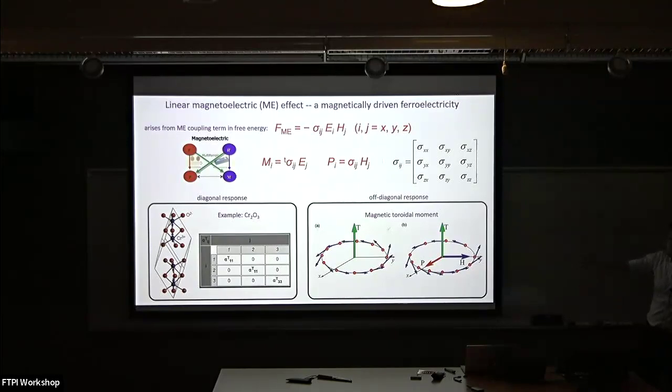And here is an example of a magnetoelectric tensor. We have diagonal terms and off-diagonal terms. A diagonal term means the induced polarization is parallel to the applied magnetic field. An off-diagonal term means the induced polarization is perpendicular to the applied magnetic field. The example for diagonal response is chromium oxide, and the example for off-diagonal magnetoelectric response is a magnetotoroidal moment, which means we have a head-to-tail vortex-like arrangement in the magnetic structure of that material. If you have this magnetotoroidal moment and apply an in-plane magnetic field, you get an in-plane polarization at 90 degrees to the magnetic field.